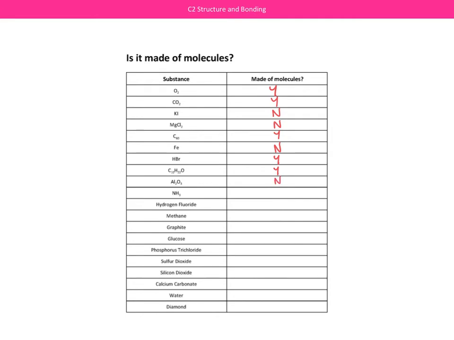And then lastly, NH3, which is ammonia. Is it made of non-metals only? Well, it's nitrogen and hydrogen, so they are both non-metals, so yes. Is it made of more than one non-metal? Yes, because it's nitrogen and hydrogen, and it also has a subscript number, so that is definitely made of molecules.